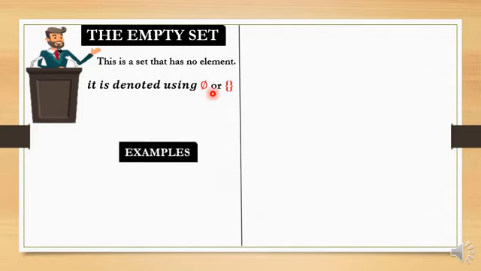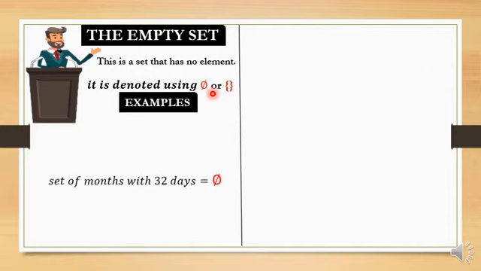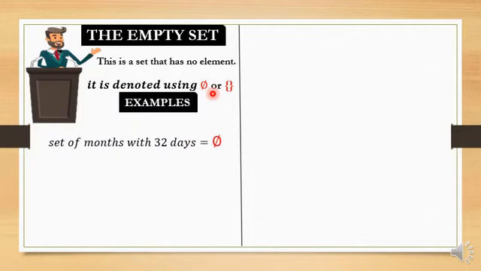Okay, now let's look at some examples. Let's consider a set of months of the year that have 32 days. Now we know very well that there is no month in the year that has 32 days. So it is an example of an empty set.